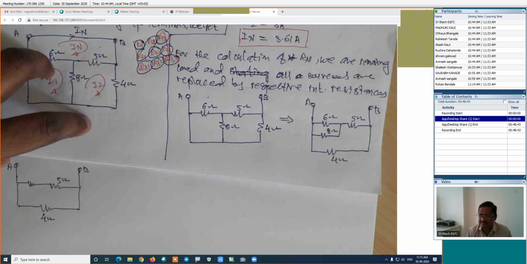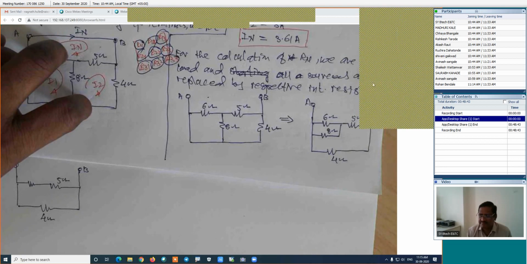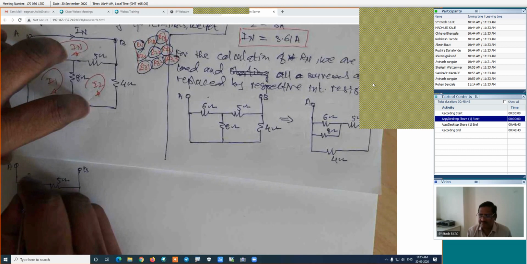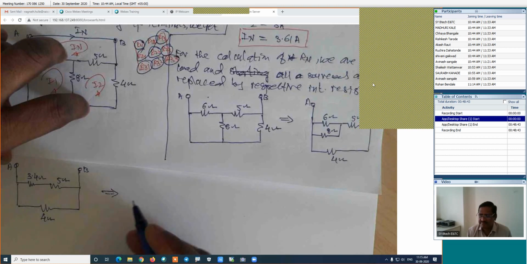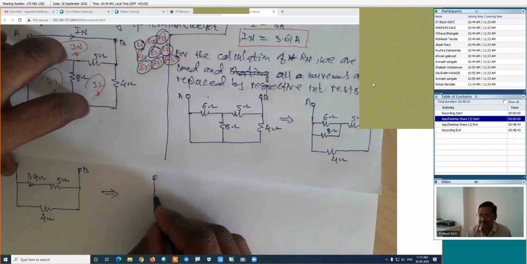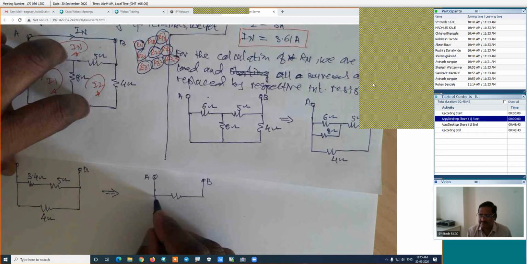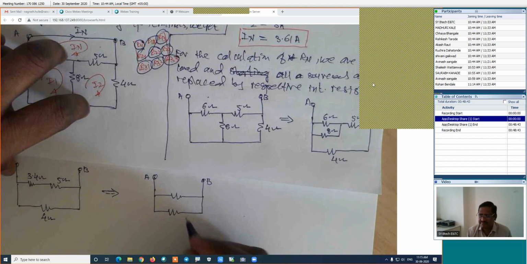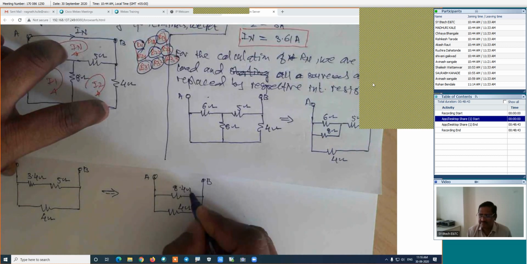And how much is the parallel combination? Anyone? 3.4. 3.4 ohm is that parallel combination. Then draw its next figure. Here is A point, this is B, and it will be something like this. This is 4 ohm, and its series combination will be 5 plus 3.4, that is 8.4. This 8.4 ohm is this parallel combination.